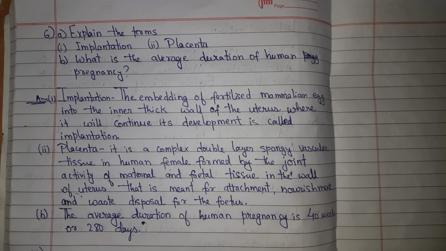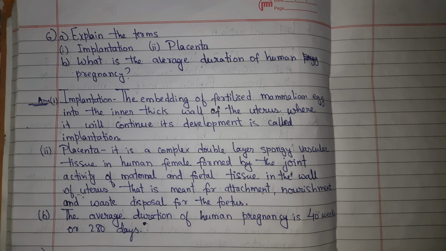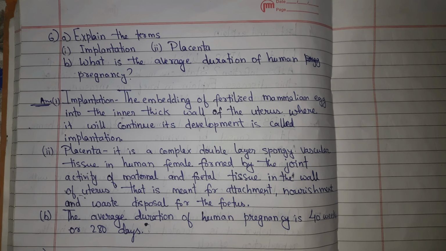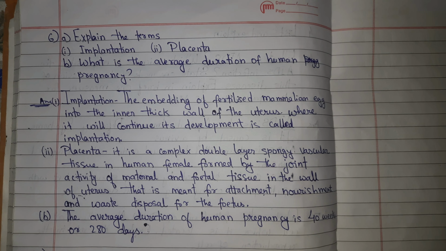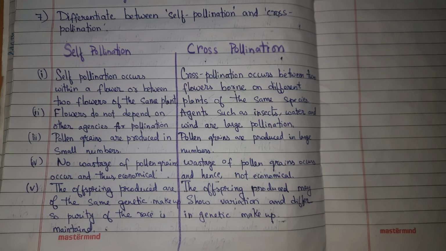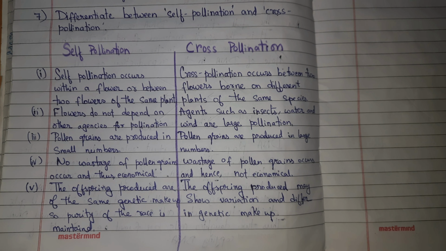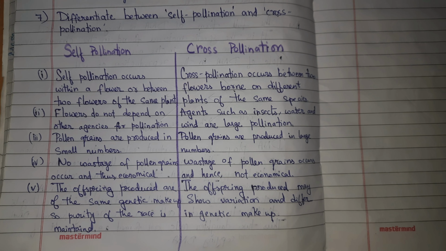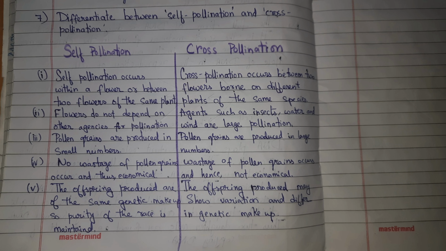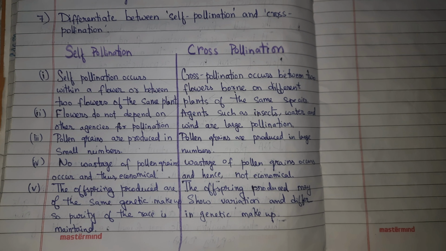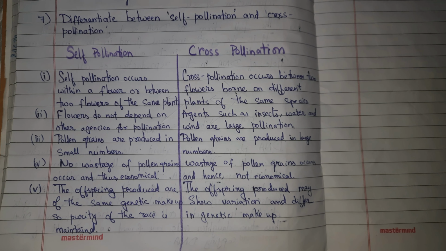And the next one is placenta. Placenta is a complex double layer spongy vascular tissue in the human female, formed by the joint activity of maternal and fetal tissue in the wall of the uterus, that is meant for attachment, nourishment and waste disposal for the fetus. What is the average duration of human pregnancy? It is 40 weeks or 280 days. You can write either of them or both, it's better.